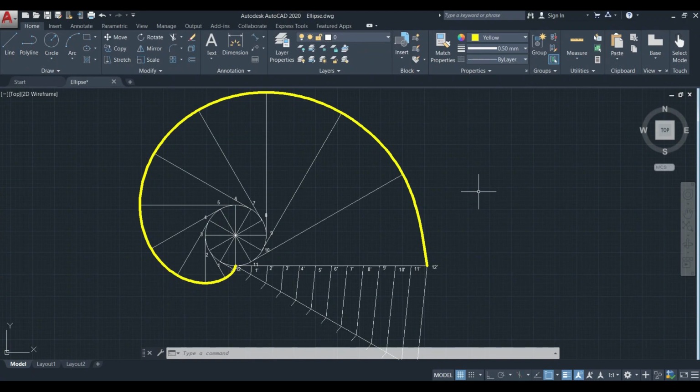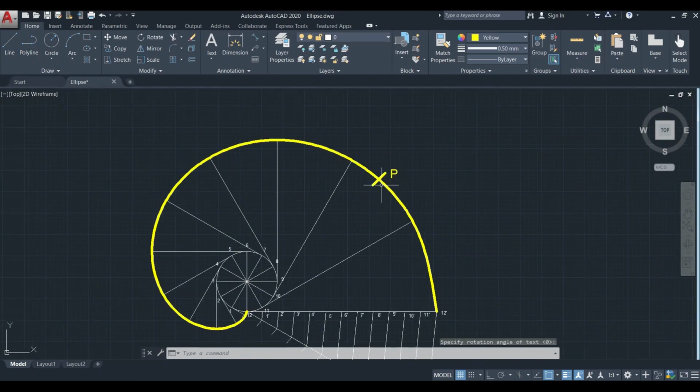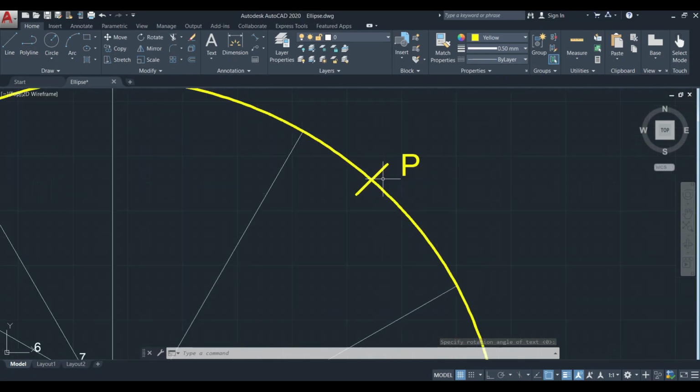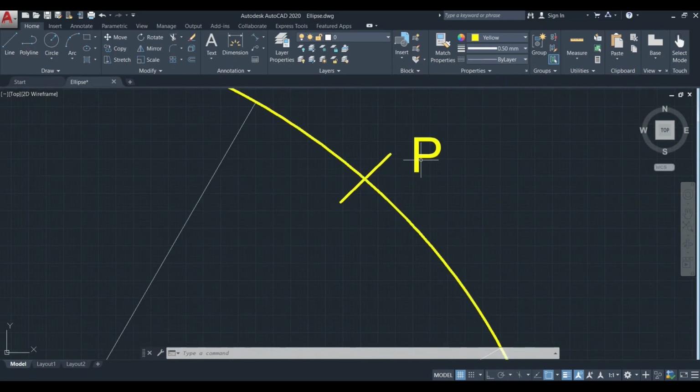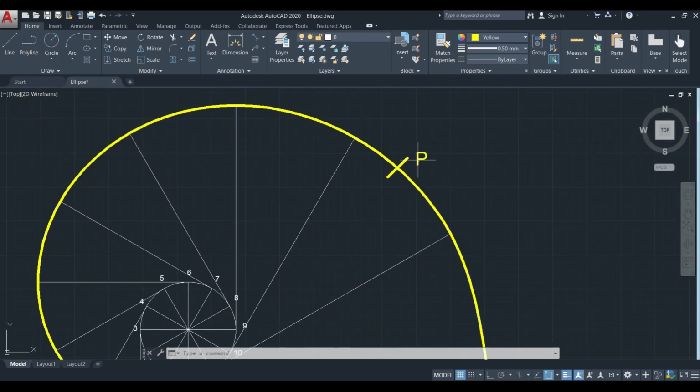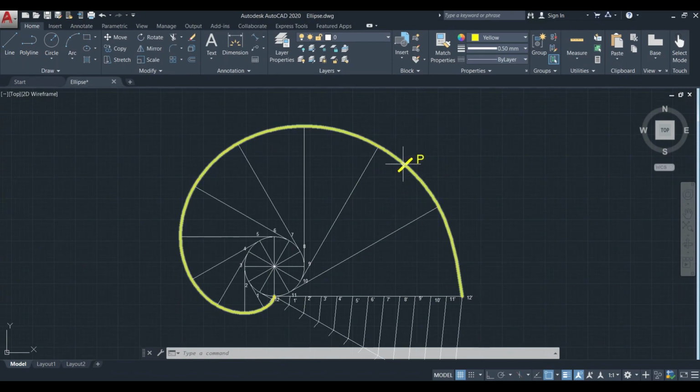Final step is to draw the tangent and normal. For that we have to mark any point on the involute curve. I have marked a point here. So this intersection point is considered as the point P. I am going to draw a tangent and normal at the point P. For that, first step is to draw a straight line connecting the point P to the center of the circle here.